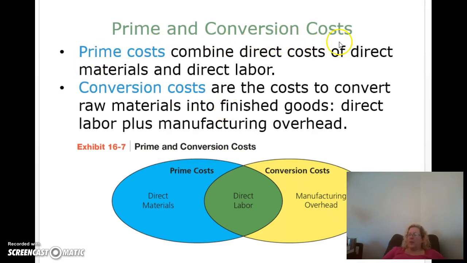So looking at prime and conversion costs, prime costs combine the direct cost of the direct material and the direct labor. They're prime. Conversion costs are the costs used to convert the raw material into finished goods. Direct labor plus your manufacturing overhead. So conversion costs are that direct labor and that manufacturing overhead. Those are the costs that are necessary to take the raw materials and convert them into a product.